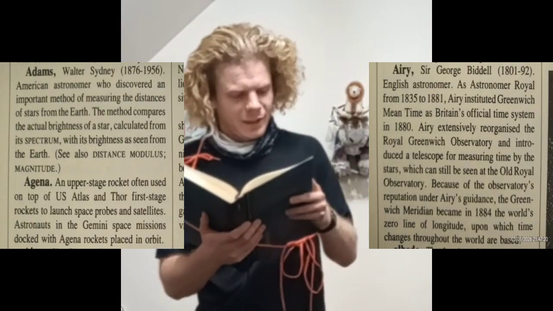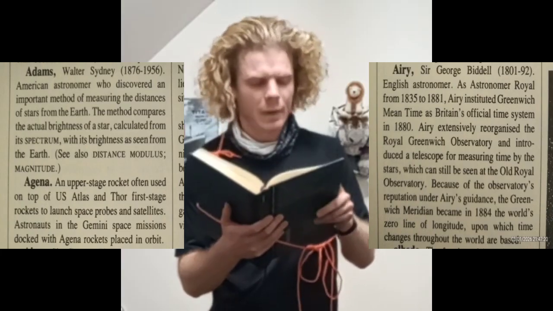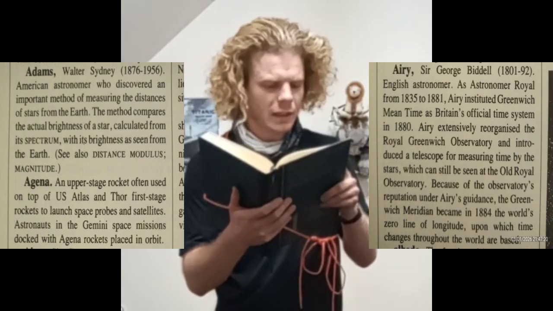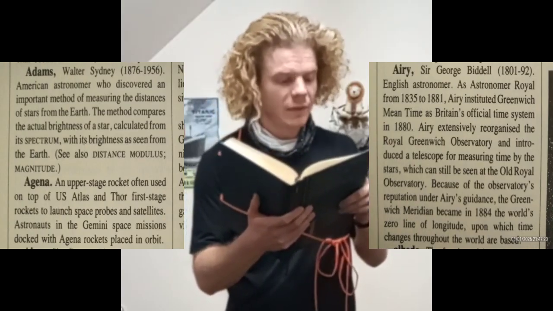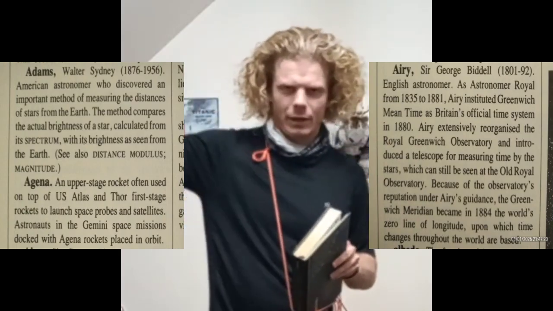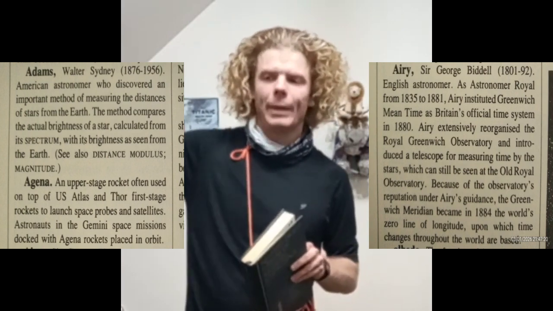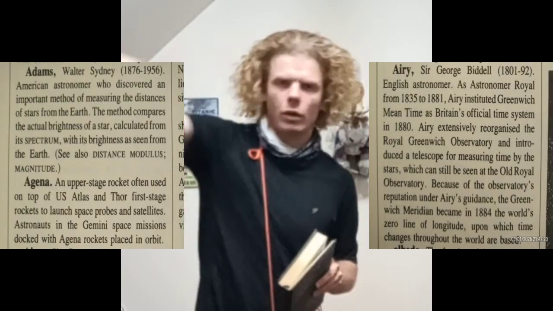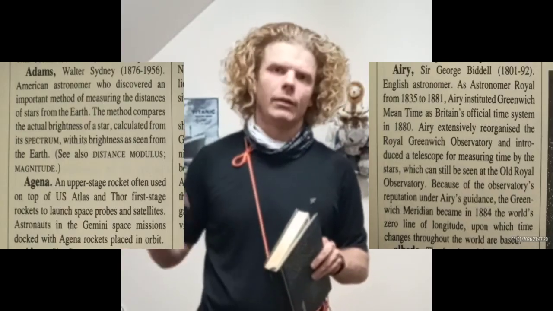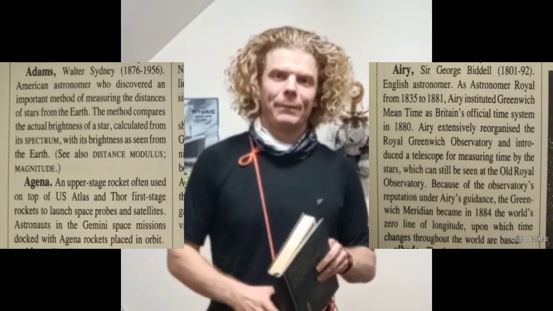John Couch Adams, English astronomer who was the first man to calculate the position of the planet Neptune. Since the discovery of the planet Uranus in 1781, it had been realized that its orbit was being disturbed. He calculated that Neptune, based on the fact that Uranus's orbit is a bit distorted by something.